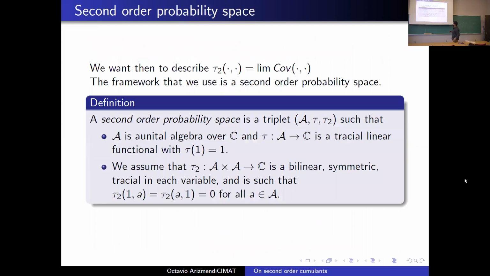Okay. So the algebraic framework that tries to deal with these is the second order probability space, where I have the original one, and I add this tau 2, which, as explained by Jamie, sends L1A and A1 to 0. And this is bilinear, symmetric, and tracial in each of the entries.